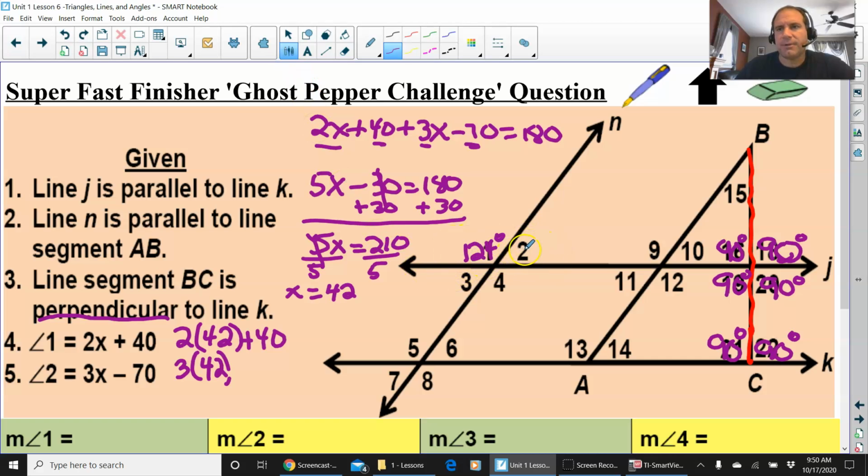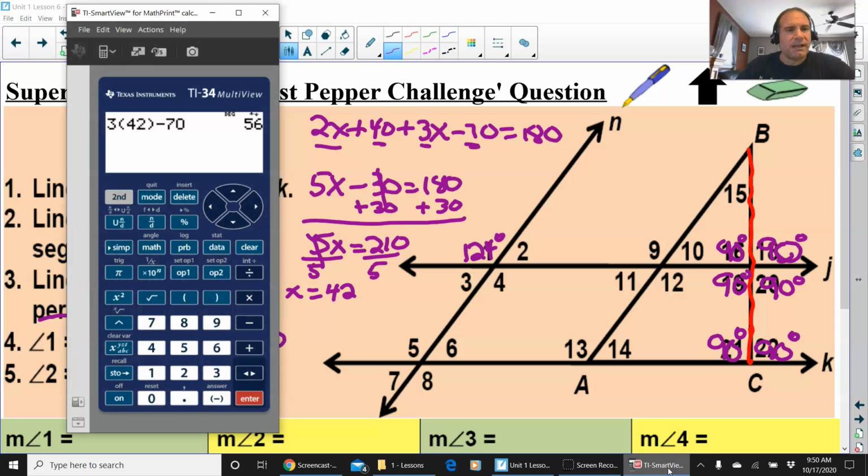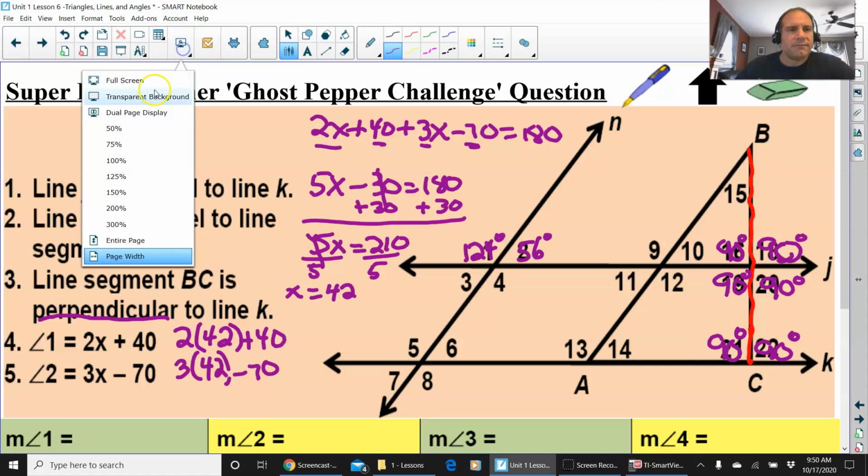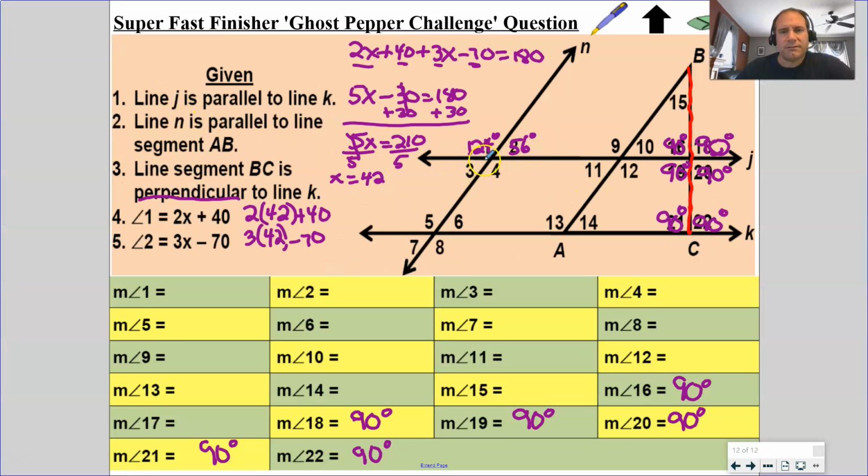And I realized it once this is 124. Whatever angle 2 is, if you add it to 124, it should not be greater than 180, because remember, we're talking about a line here. So, bringing up the calculator, 3 times 42 minus 70 is 56. So, 56 is angle 2. You can add them together, and you will get 180 degrees. So, angle 1 is 124.